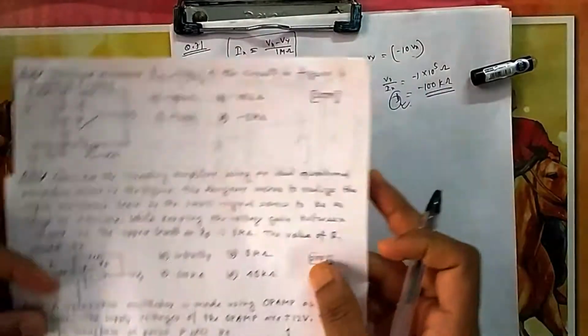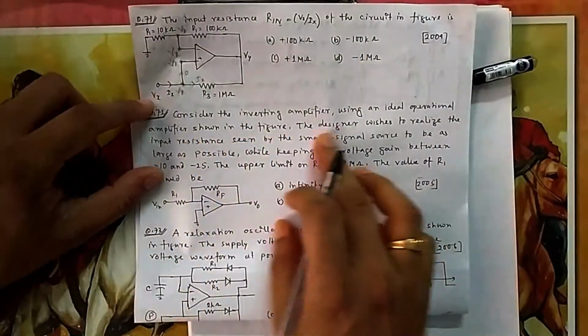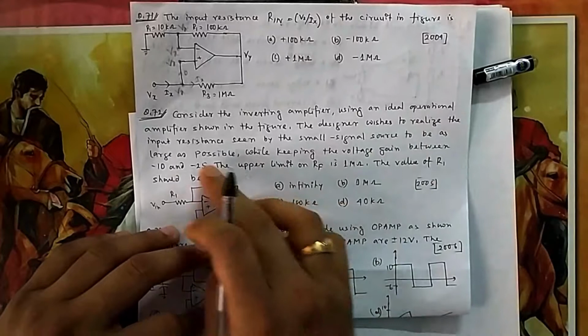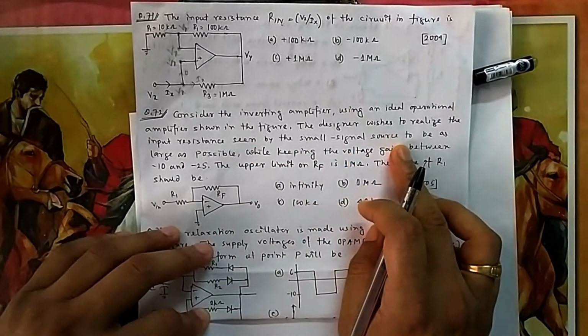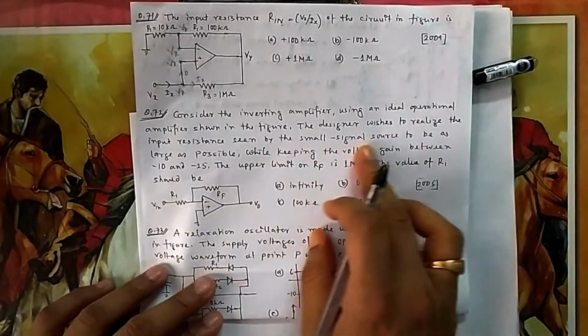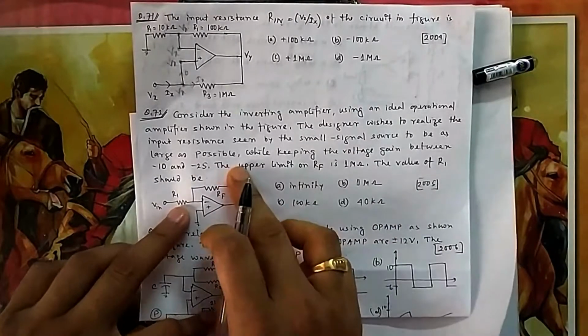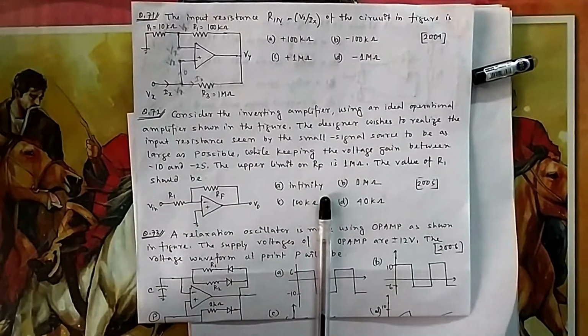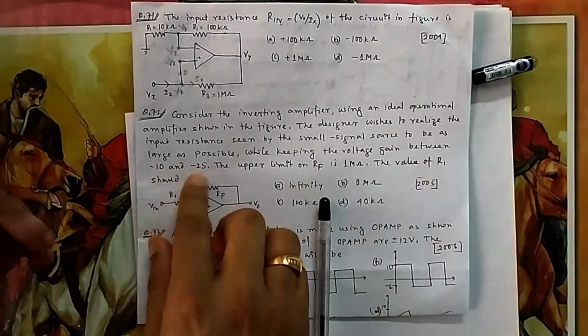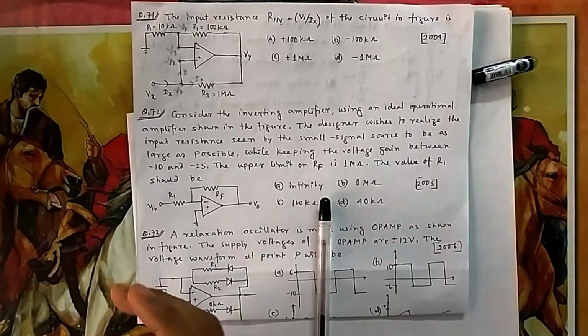Consider an inverting amplifier using an ideal operational amplifier shown in the figure. The designer wishes to realize the input resistance seen by the small signal sources to be as large as possible, while keeping the voltage gain between minus 10 and minus 25.